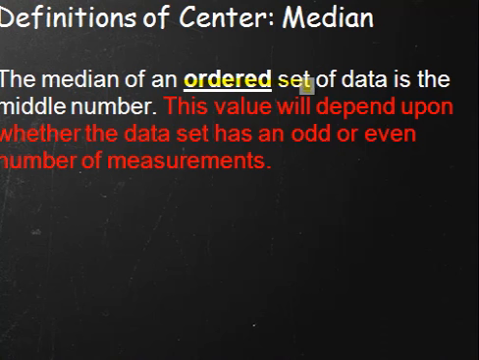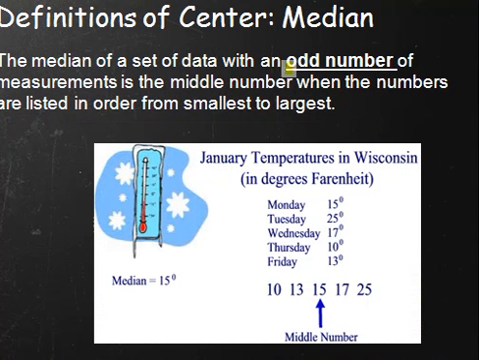The median, much like the median of a highway, is the middle. In an ordered set, we can find that middle number, and this middle number, or the median, is going to depend on whether I have an even or an odd set of data. Let's look at the case where I have an odd number of data points. If I have an odd number of data points, then if I put them in order, I will have a middle number, and that middle number represents my median.